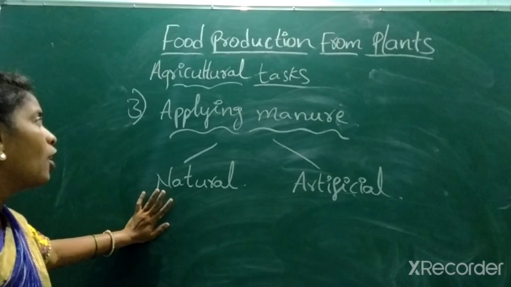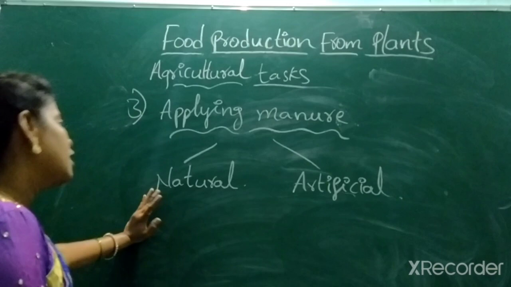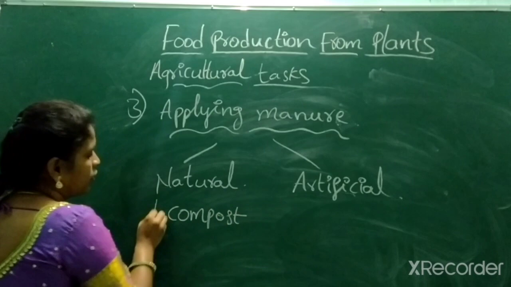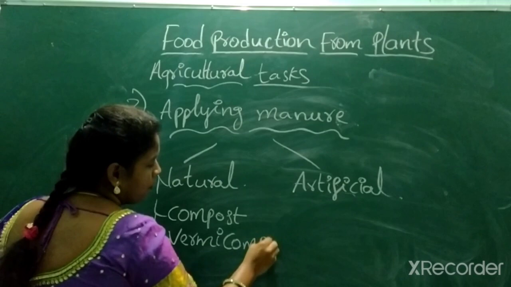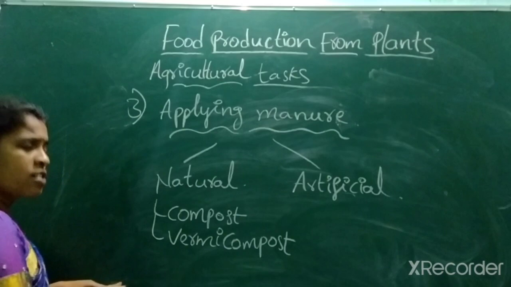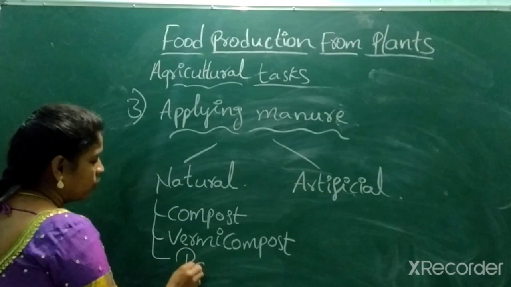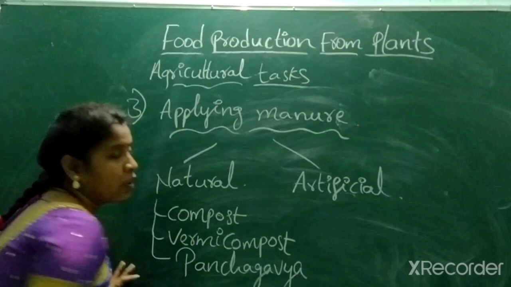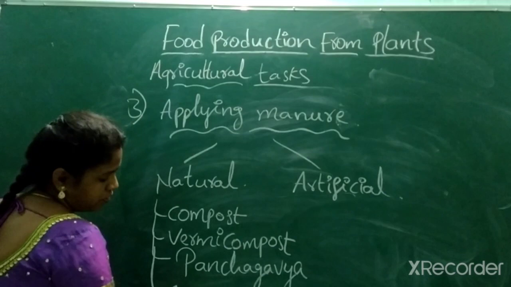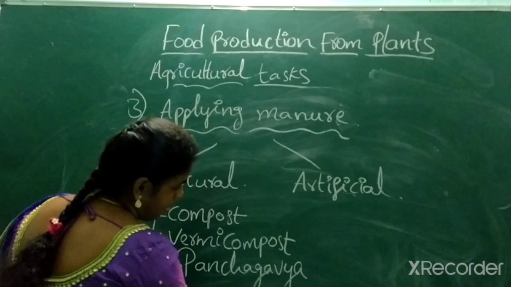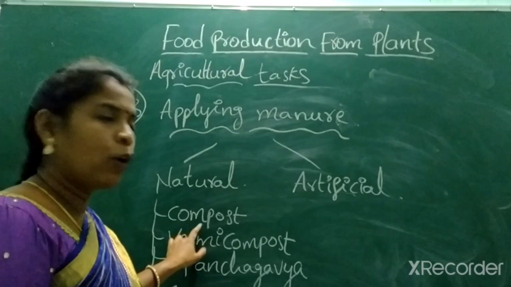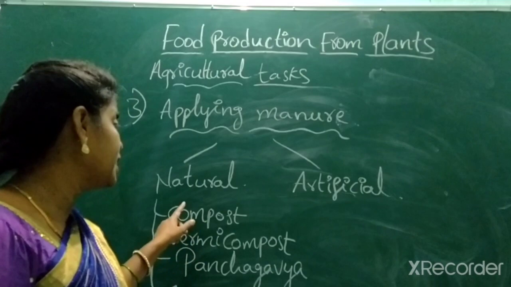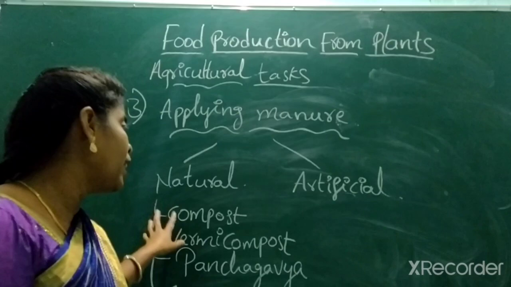What do they apply? Natural. So, first of all, they take compost. If not, vermicompost. Compost or vermicompost. If not, they take one more, panchagavya. If not, green manure. So, compost, vermicompost, panchagavya and green manure. By these four methods, naturally we can apply manure to the soil. I will tell you about each right now. Just listen to me. Okay.